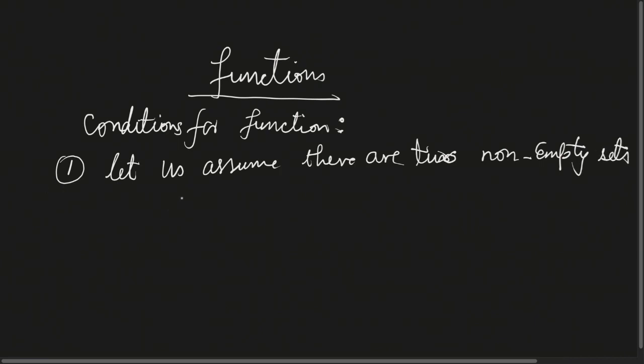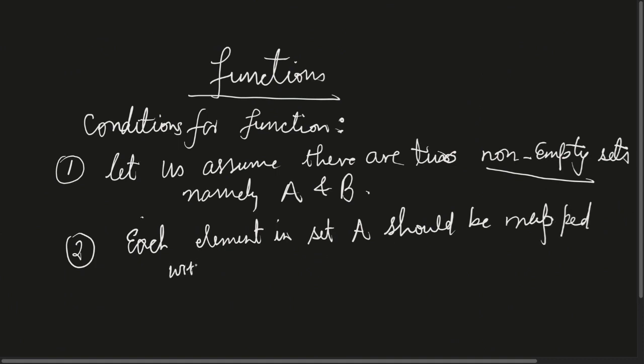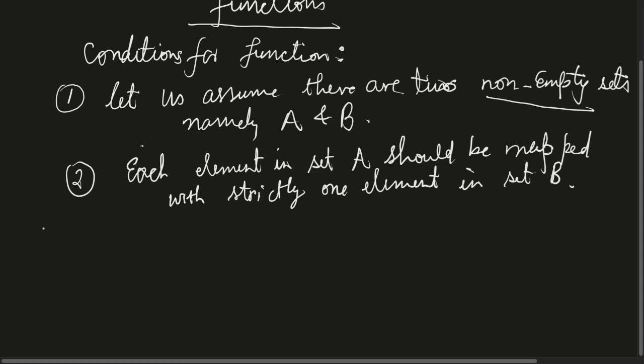Let us name them A and B. Now, the first condition is the set should be non-empty, and the second condition is each element in set A should be mapped with strictly one element in set B. So, what we are trying to say, we'll see now.